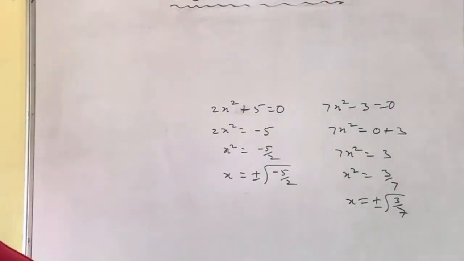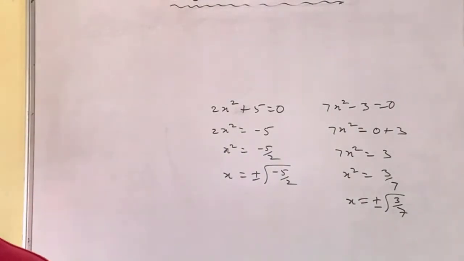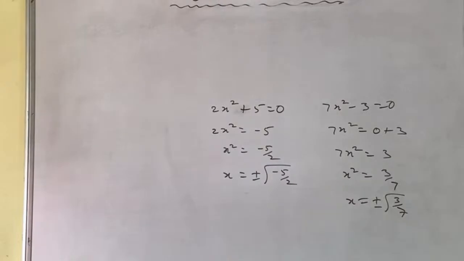Okay. Can I say plus or minus root over 3 by 7 is a complex number? Is it a complex number? No, it is not a complex number because 3 by 7 is a positive number. So it is an irrational number. We can say it as an irrational number.